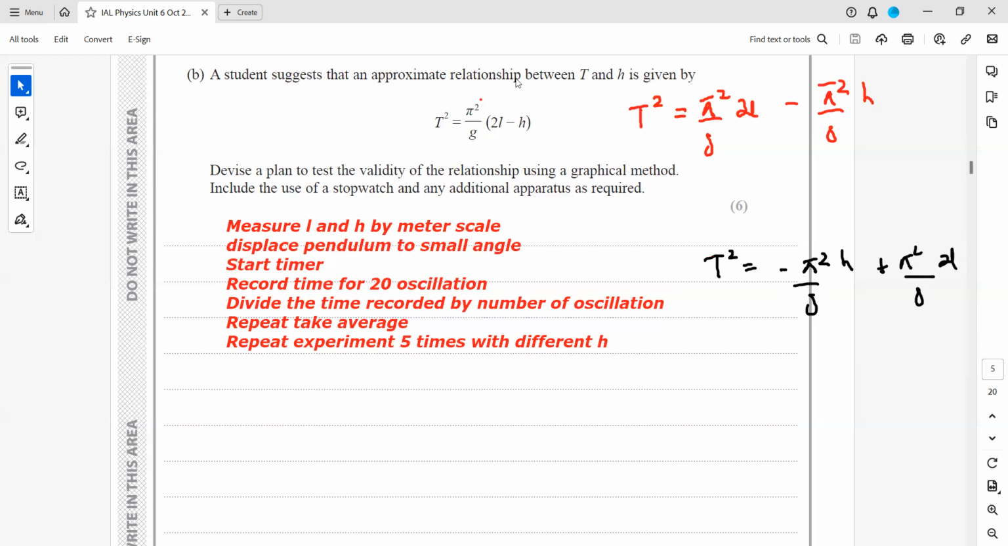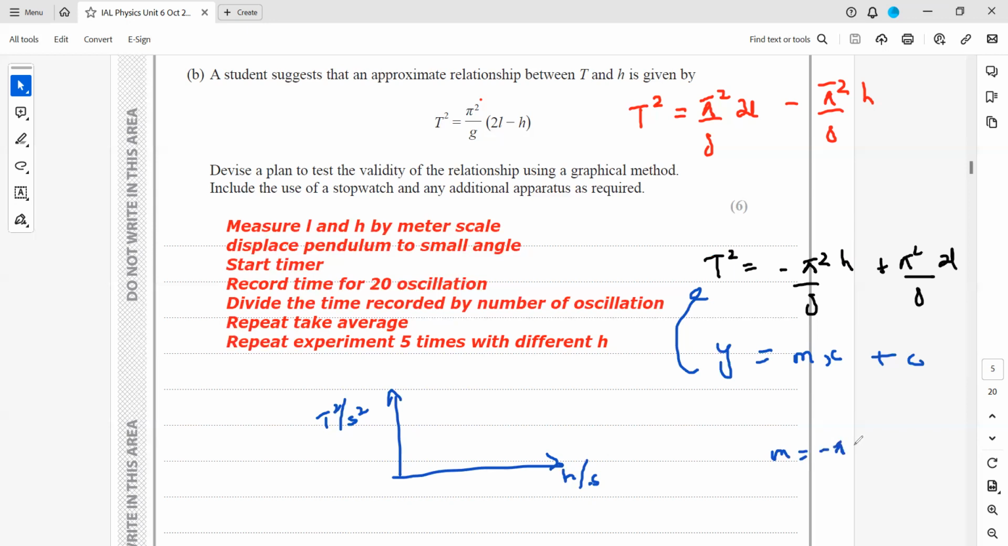Now, when we compare with the equation of a straight line, y equals mx plus c, we have to devise a plan to test the validity of a relation. So what graphical method? We'll plot a graph of T square on the y-axis and h on the x-axis. What will the gradient be? The gradient will be equal to minus pi square over g. Pi is constant, g is constant, so it will be a straight line with a negative gradient.